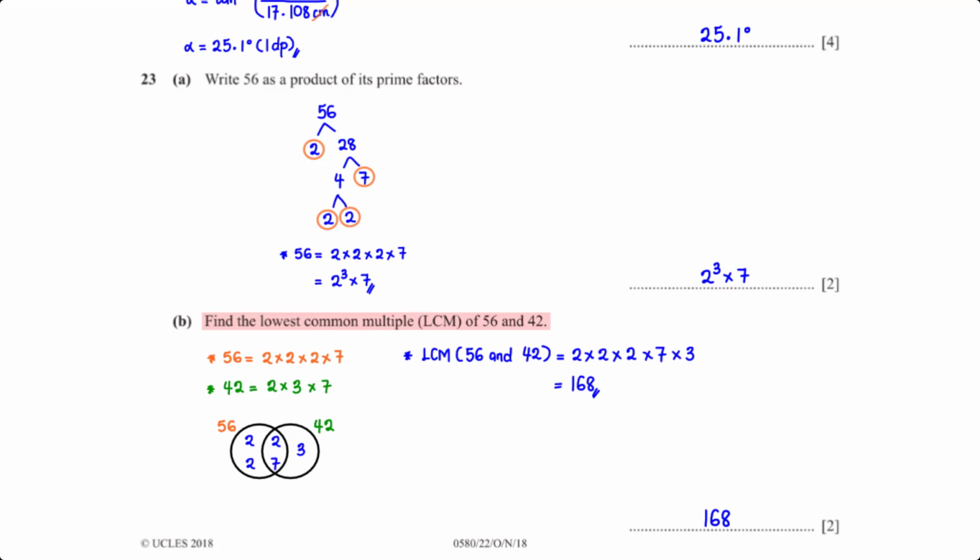Find the lowest common multiple of 56 and 42. First, we need to write 56 and 42 as a product of their prime factors. Then we map their prime factors onto a Venn diagram. The LCM is the product of the elements in the Venn diagram, which is equal to 168.